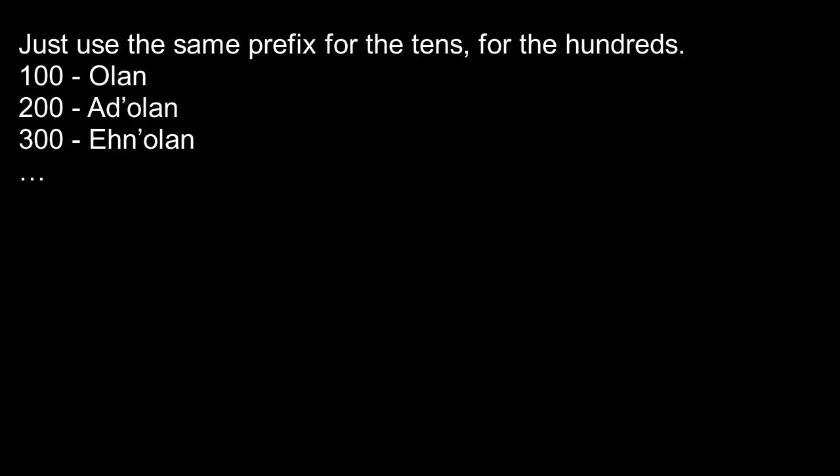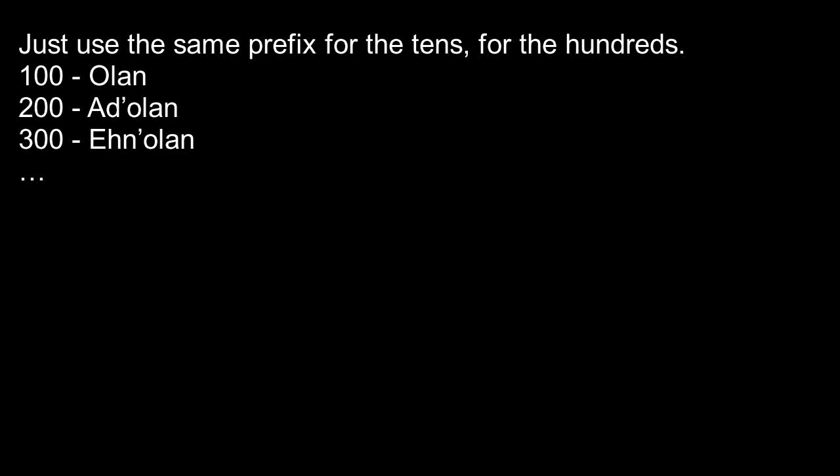100 is just olan, and you use the same prefix for the hundreds that you use for the tens. So 200 is ad olan. 20 was ad eta, 200 is ad olan. It's just the 2 and then the 100. And then 300 is ein olan, and then you do the same for the rest.